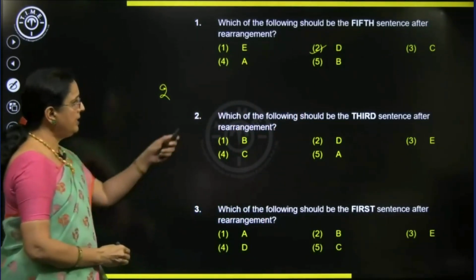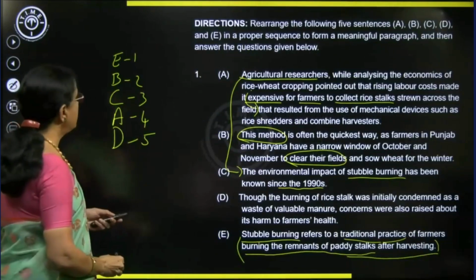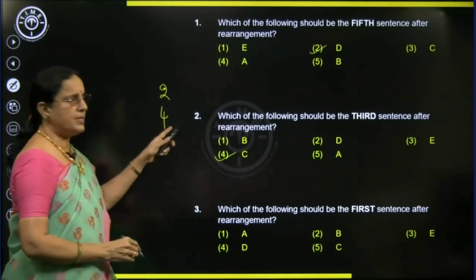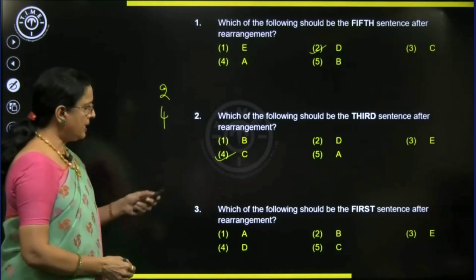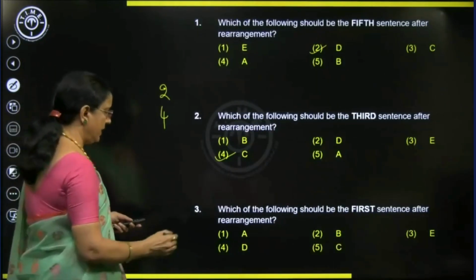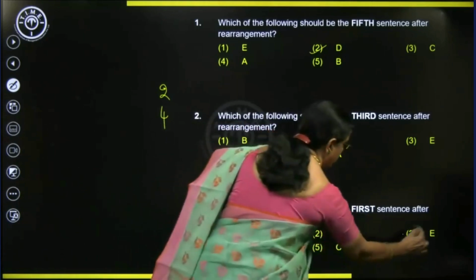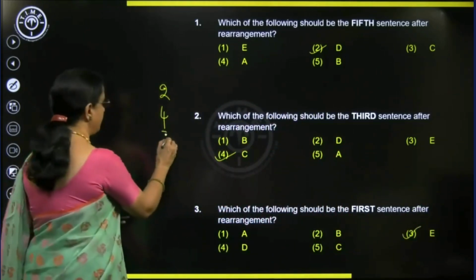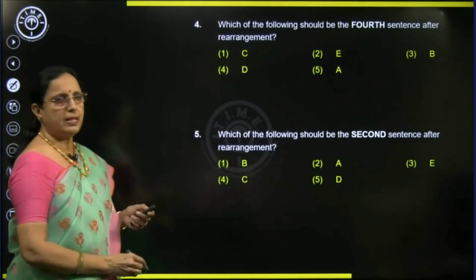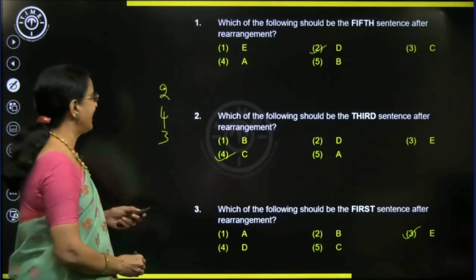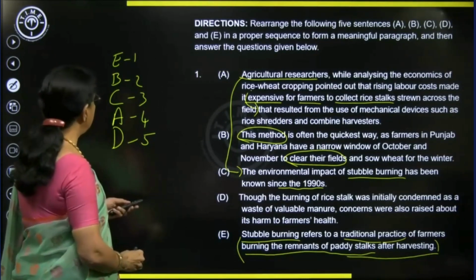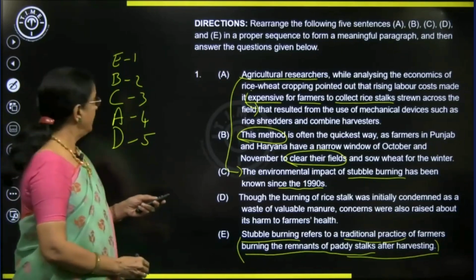Then, third one. Third is C. 4 is our answer. To be on the safe side, write it and then you can cross check. Next one, first. First one, E. Where is E? 3. 3 is the answer. Okay. Next one, fourth and second. You can take both, fourth and second. Which is the fourth statement? A. Which is the second statement? B. Fourth is A.